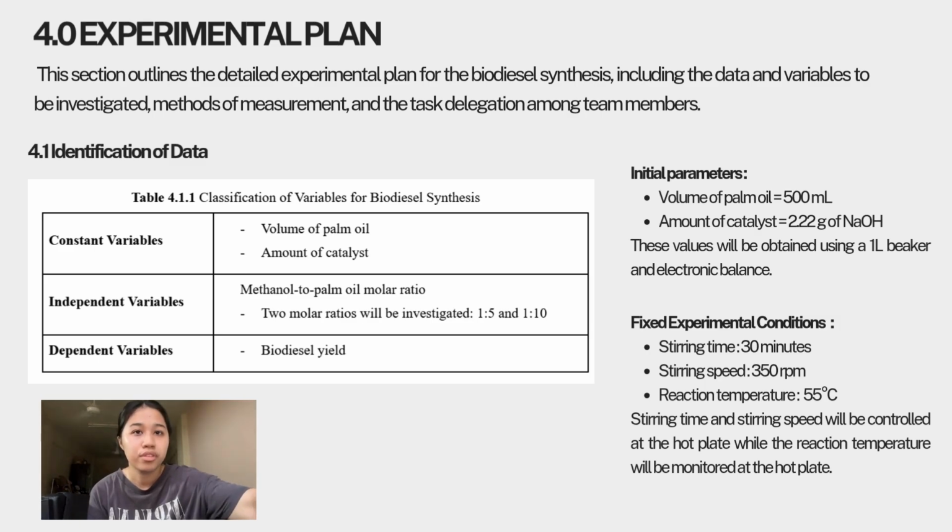And we also fix the experimental condition, which is the stirring time 30 minutes, stirring speed 350 rpm, and the reaction temperature, which is 55 degrees Celsius. So all of this will be controlled at the hot plate, while the temperature will also be monitored.